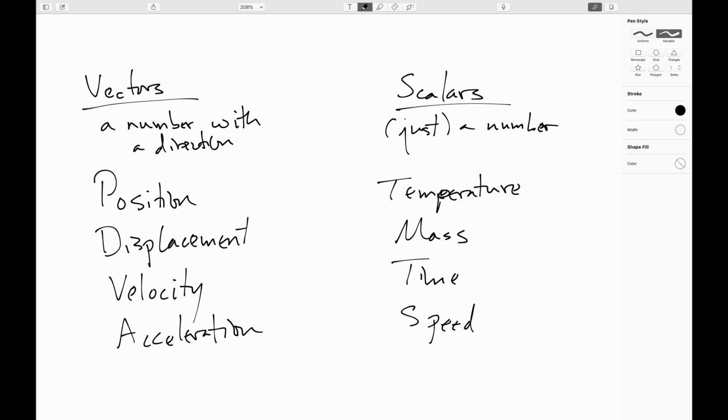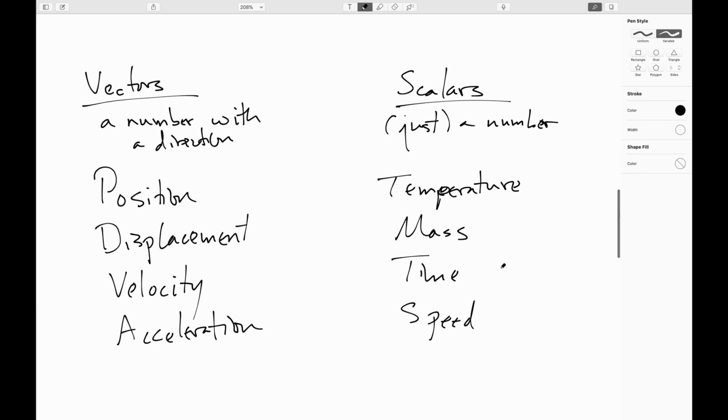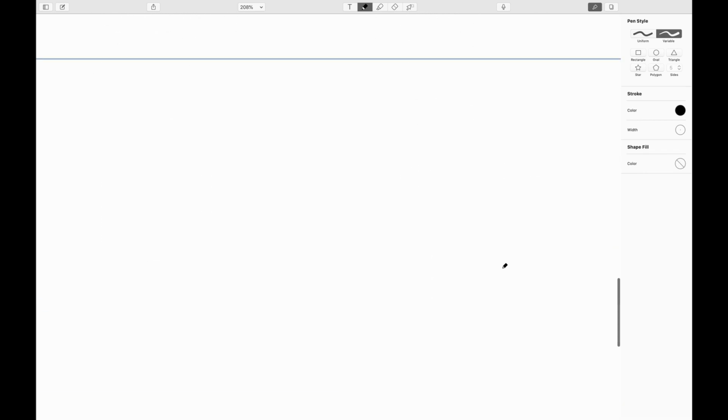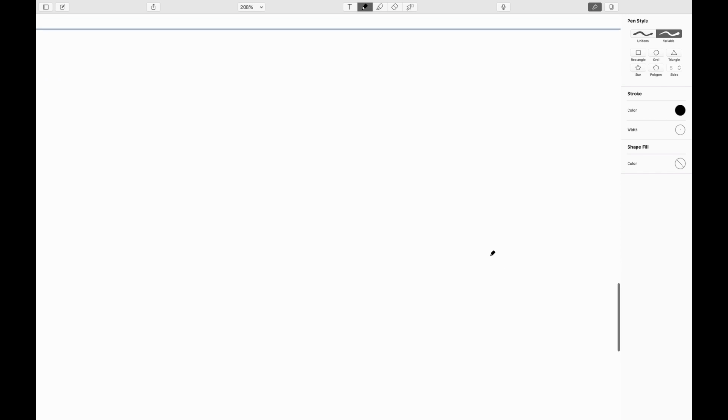So some of these might seem a little surprising, like why would you need a direction to describe a position? So let's go and take a look at that and see why we have to call this a vector, a number with a direction, which we'll find we can usually represent with arrows.